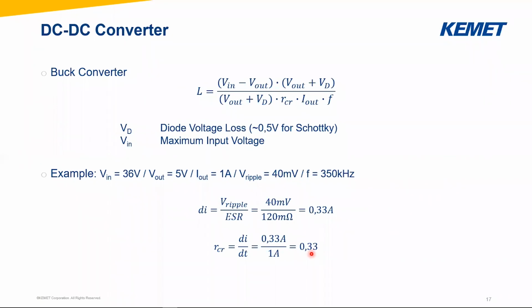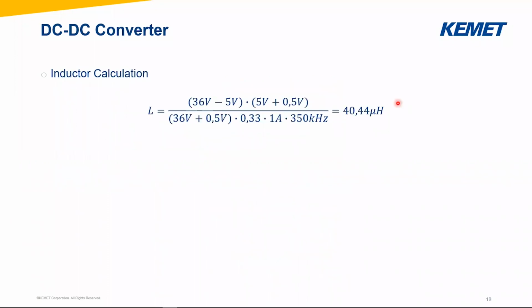And then later we will see that this will change, because in the next step, when I use all these values and calculate my inductance value, I get 40.44 microhenry. For sure, there's no 40.44 microhenry inductor available. So by changing the value, I also change the ripple current. But now, which inductance should I choose?